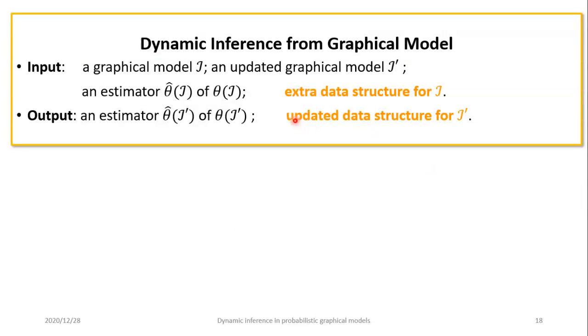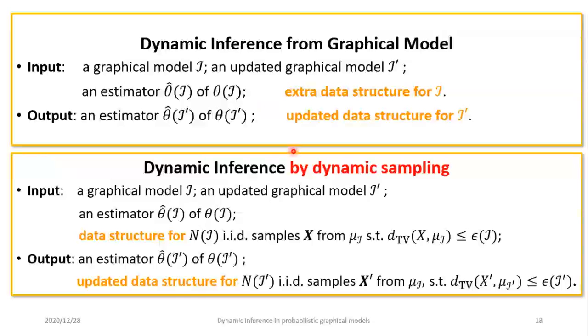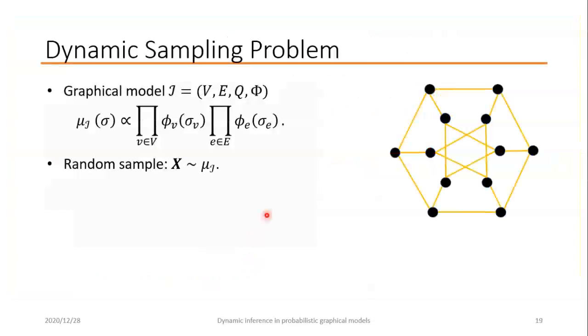Our dynamic inference algorithm is based on dynamic sampling. The extra data structure stores the samples from the current instance. Once the instance is updated, the inference algorithm first updates the samples and then updates the estimator based on these samples. Thus, to solve the dynamic inference problem, we first solve the dynamic sampling problem.